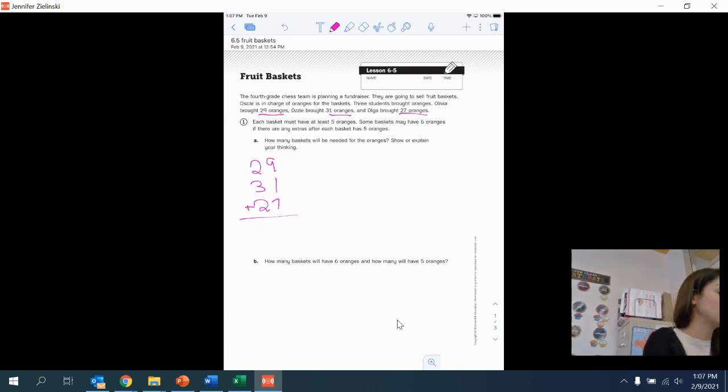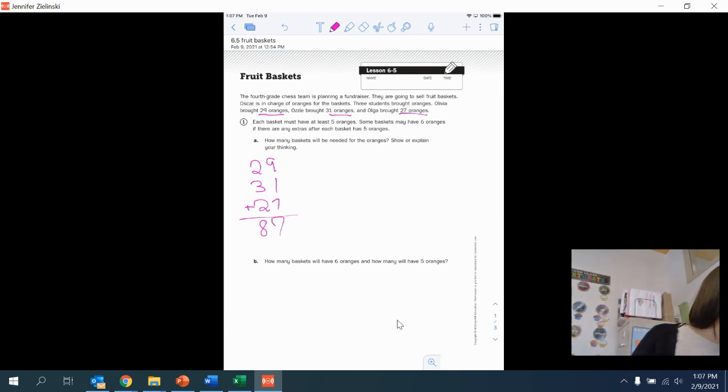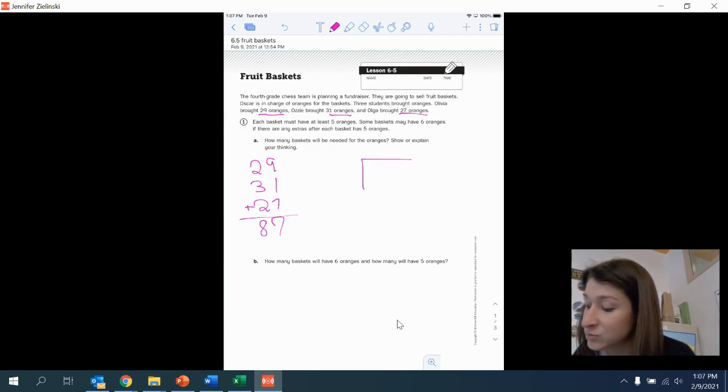When we add this all up, and please make sure that you are attempting to add this up as well, right along with me, and then you can pause the video and check your answer here. When we add this all up, we are going to get 87 oranges. However, now we need to think about, since each basket has 5 oranges, what might we need to do with this 87 and our 5? This might be a great time to divide.